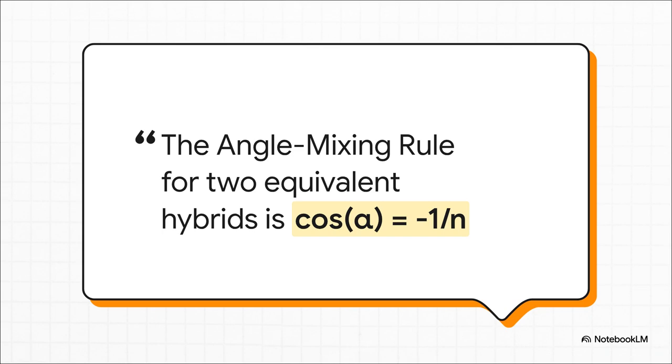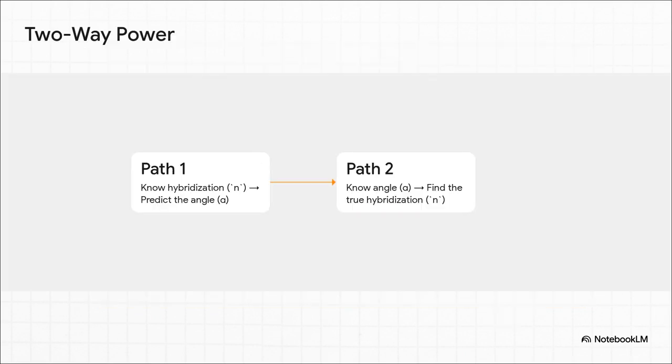Now I know, it looks like just a little bit of math, but it is incredibly powerful. Here, alpha is the angle between the two bonds, and n tells you the ratio of p character in that sp^n hybridization. It's basically a direct link, a bridge between the shape we can measure and the true electronic nature of the molecule. What's so great about this formula is that it's a two-way street.